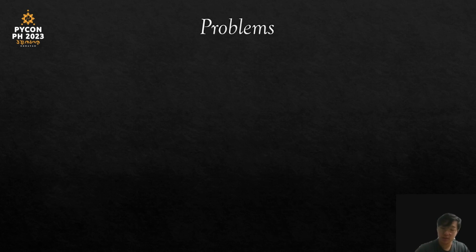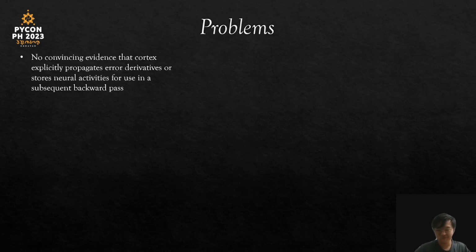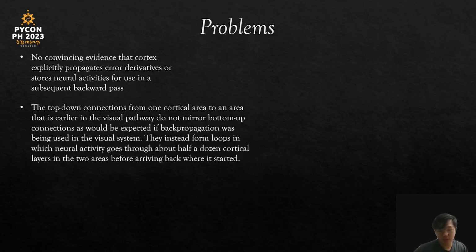So what are some of the problems of backprop being in the brain? The three problems that Geoffrey Hinton stated in his paper are, number one, there is no convincing evidence that the cortex explicitly propagates error derivatives or stores neural activities for use in a subsequent backward pass. Number two, if backpropagation was used in our visual system, there would be bottom-up connections from one cortical area to an area earlier in the visual pathway. But this does not mirror the top-down connections we have in our brain.